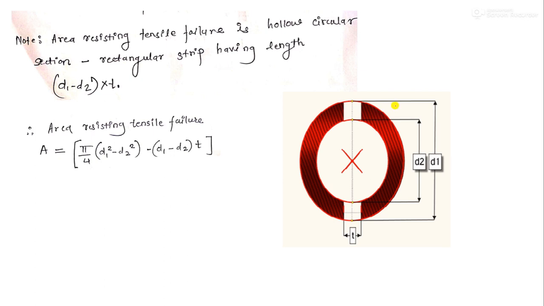So the area resisting the tensile failure will be what? I have again highlighted it, you can see this. All this cross area I have to subtract. So how will I subtract?